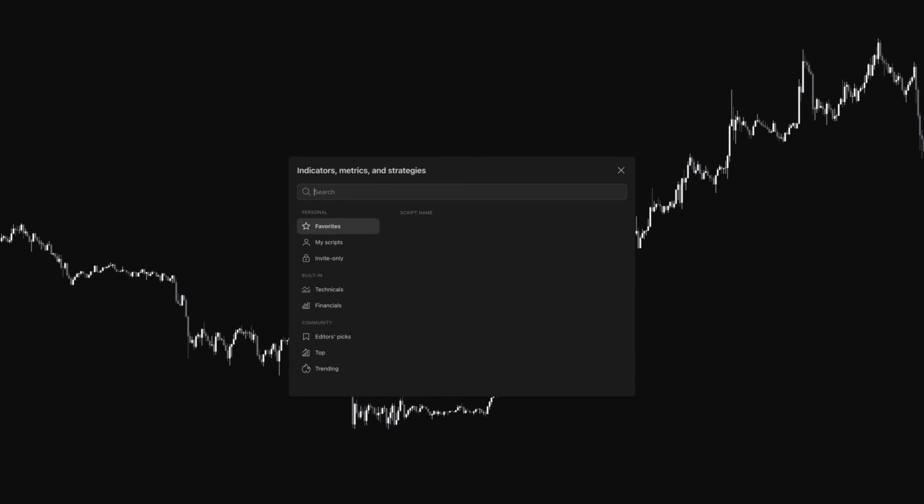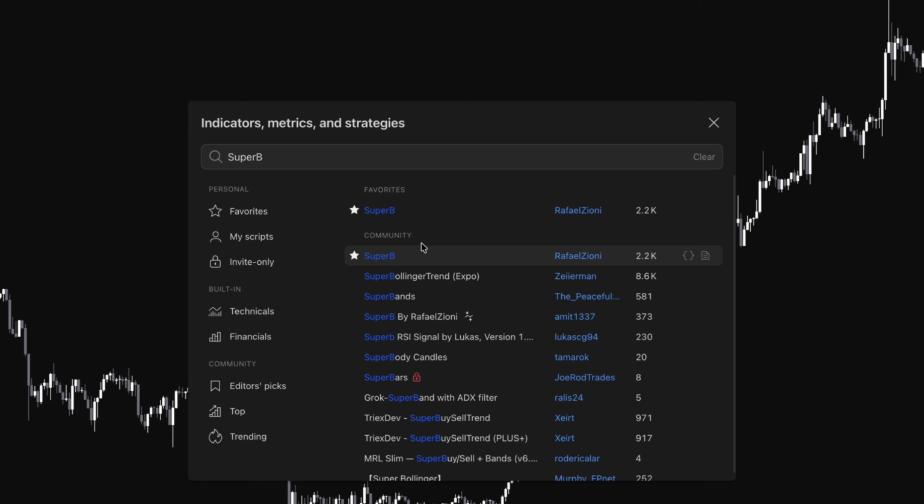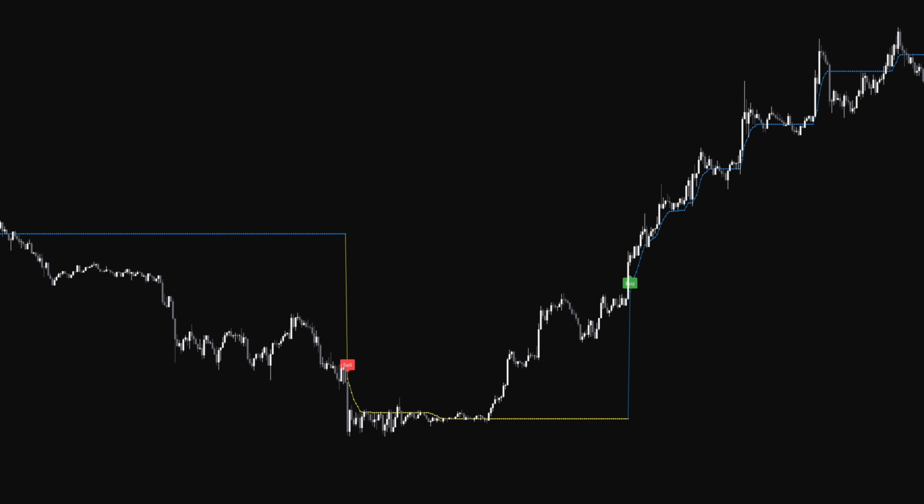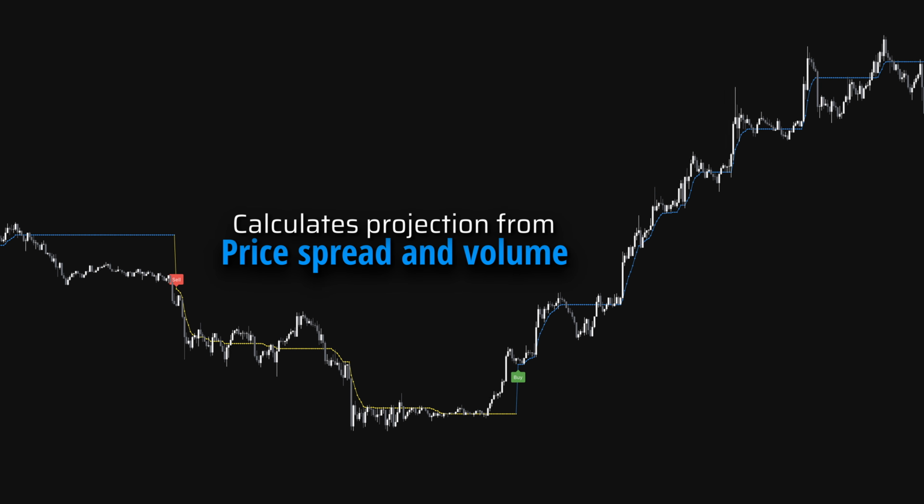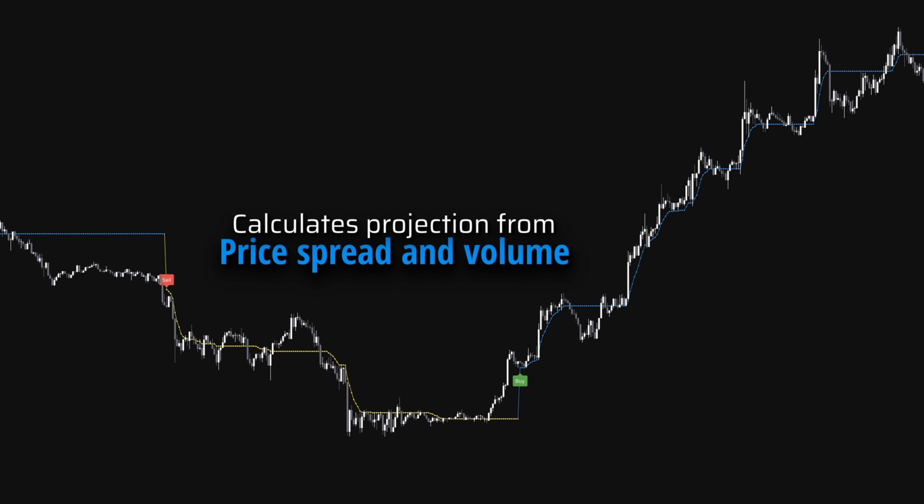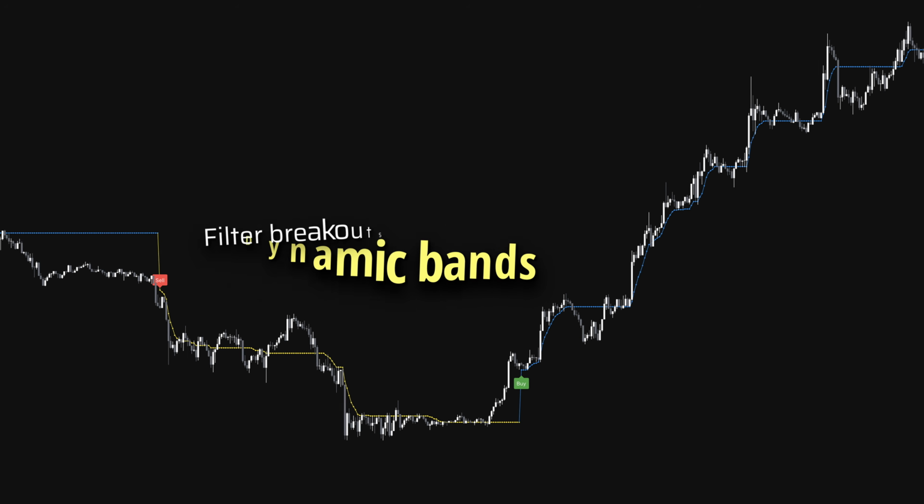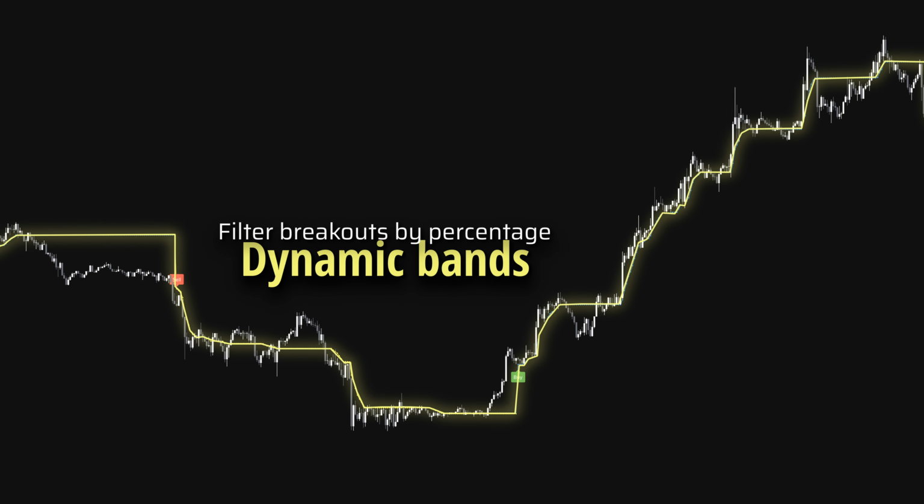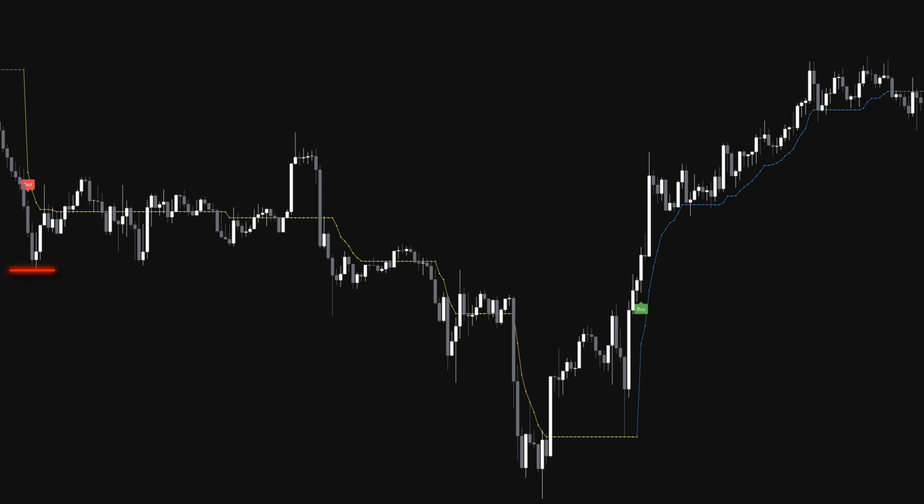Super B. Created by Raphael Zioni, this Pine script indicator combines volume price trend analysis with adaptive supertrend logic to generate trend-following signals. It calculates a volume-weighted price projection by analyzing the relationship between price spread and volume flow, then applies dynamic support and resistance bands with percentage-based breakout filtering. The system then applies exponential smoothing to these projections, creating the base value for supertrend band calculations.